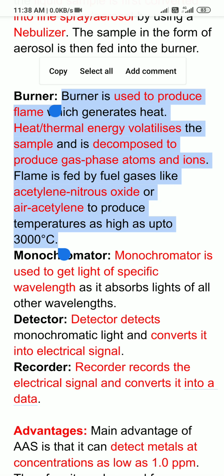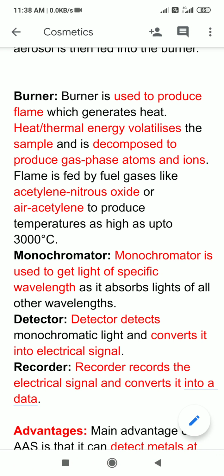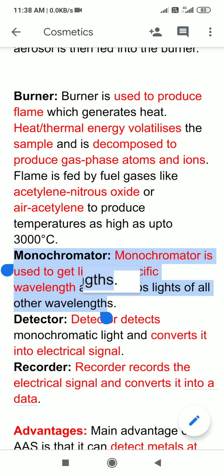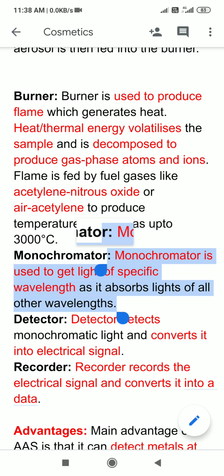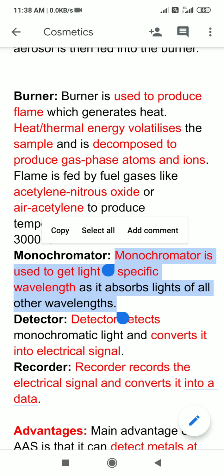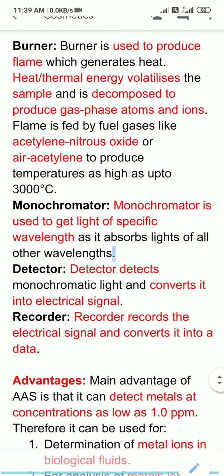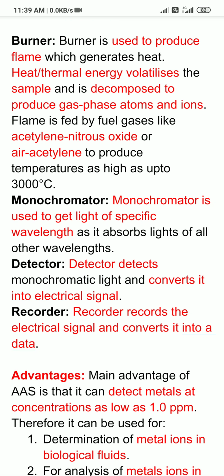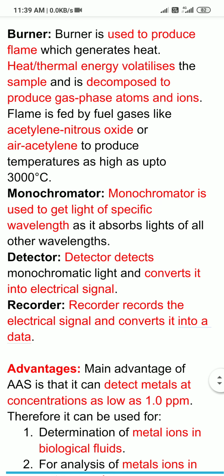And next part is monochromator. Monochromator is used to get light of specific wavelength, as it absorbs lights of all other wavelengths. Means it will convert a beam having more wavelengths into a beam which is having only single wavelength. So function of monochromator is to get a light of specific wavelength. Next is detector. Function of detector is to detect monochromatic light and convert it into an electrical signal.